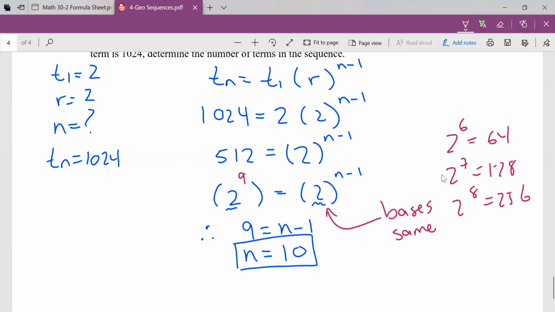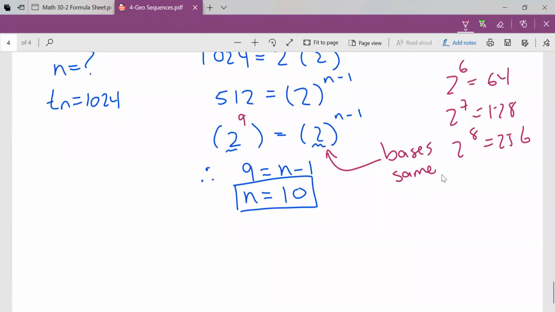Now, I want to verify my work because on a test, I like to verify my work. So if I want to verify, all I'm going to do is sub that 10 back into my equation, just like that. And I want this to be equal to 1024. So 2 to the exponent 9, 512 times 2 is 1024. I verified my work. Okay, friends, there is geometric sequences.